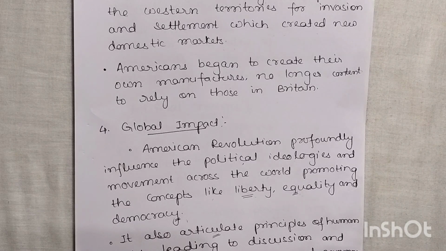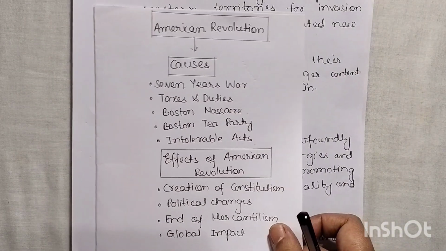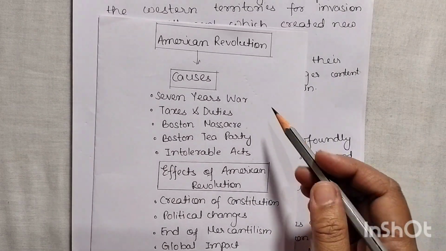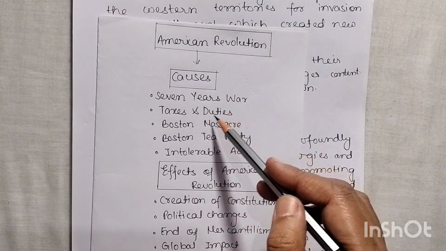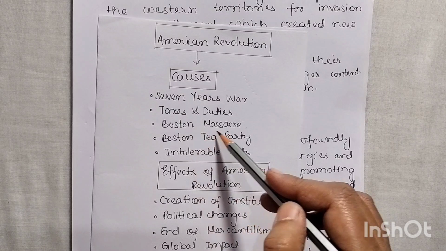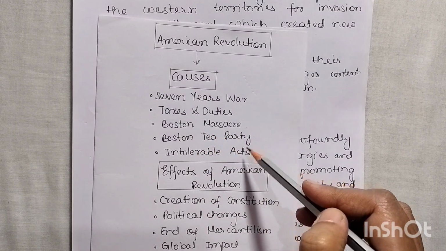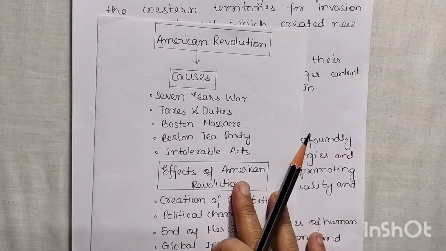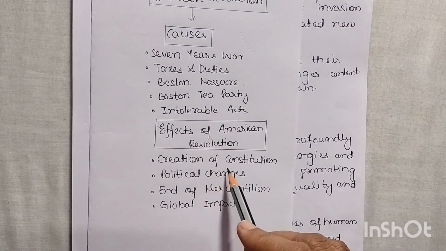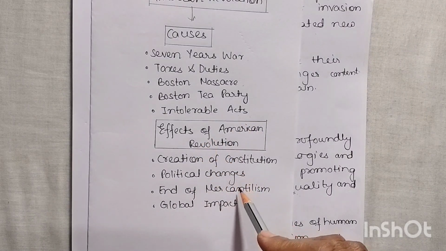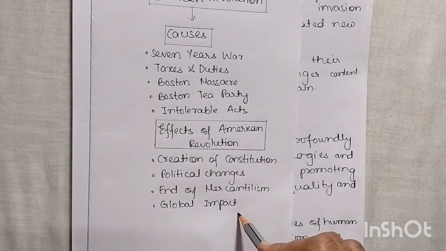Okay. So just now I have covered the topic where I have given you the overview of the American Revolution. Then we have discussed the causes: the Seven Years War, taxes and duties, Boston Massacre and the Boston Tea Party and some intolerable acts. After that we have seen the effects of the American Revolution, where creation of constitution, political changes, end of mercantilism and global impact we have seen.